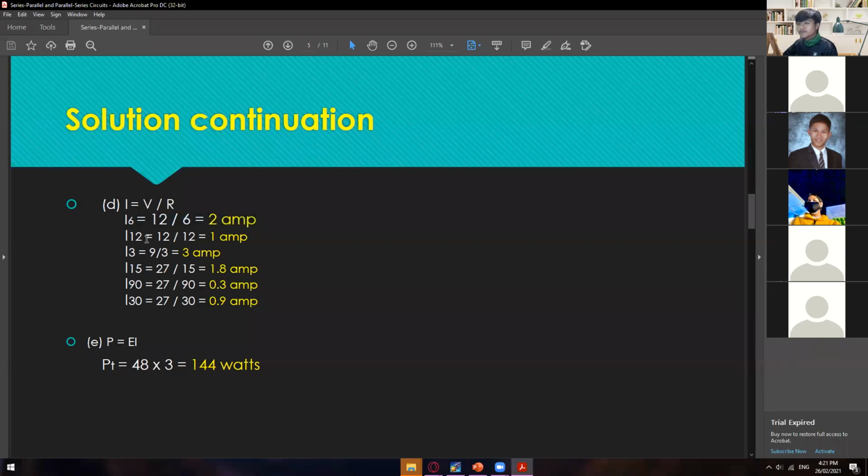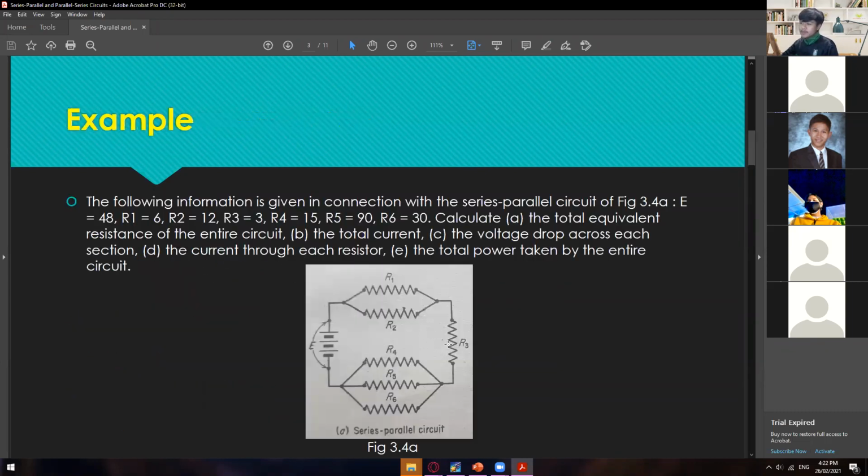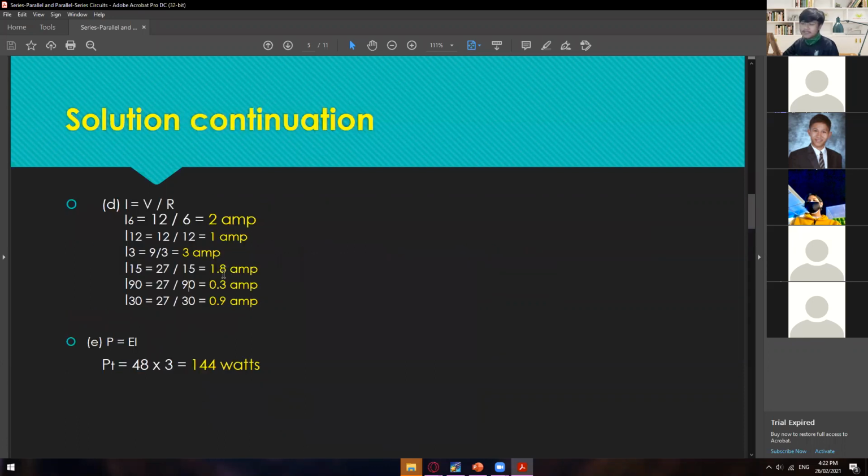So for R1, we have 2 amps, R2 we have 1 amp, R3 is 3 amps, R4 is 1.8, 0.3, and then 0.9. Another thing here is if you add all of those, you should get the total current, which is 3 amps. I guess no. Since we have a series circuit, if we had a pure parallel, then that's possible. In here we have one series, so that is not one way to check our answer. But I think if we add each section, it will give us 3.